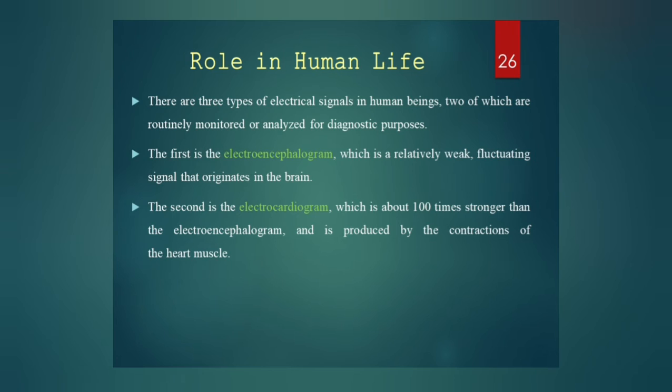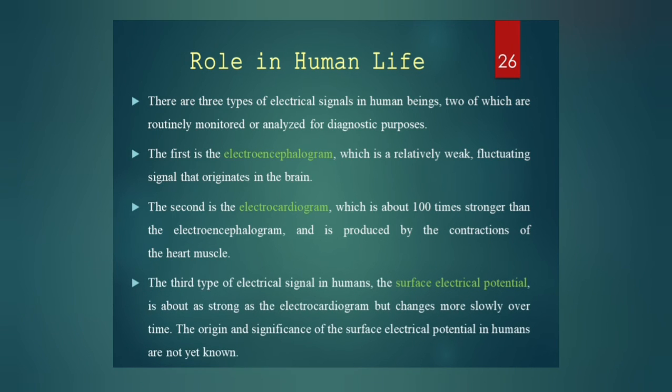heart muscles. The third type of electrical signal in humans is the surface electrical potential, which is about as strong as the electrocardiogram but changes more slowly over time. The origin and significance of the surface electric potential in humans are not yet known.